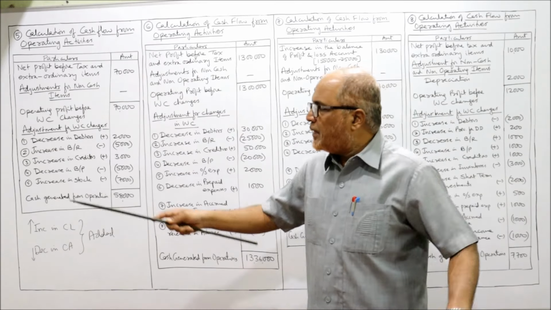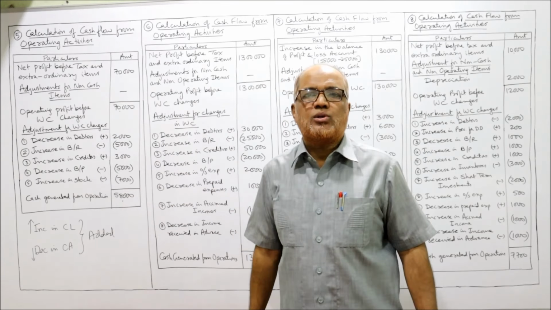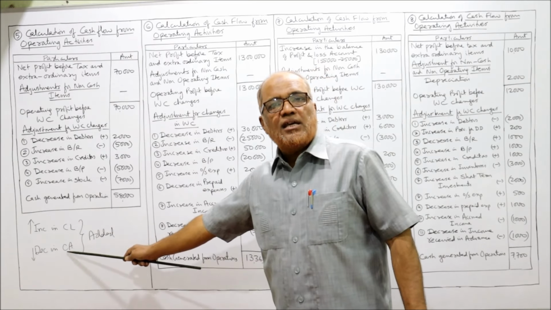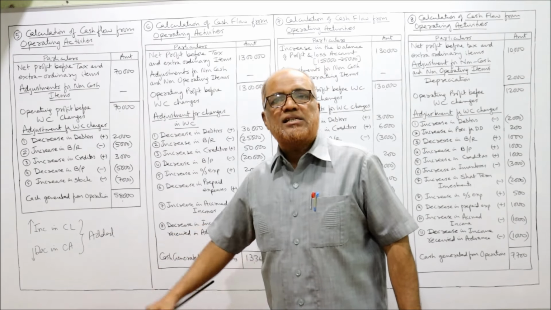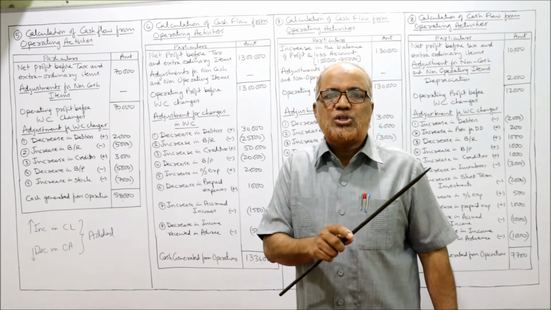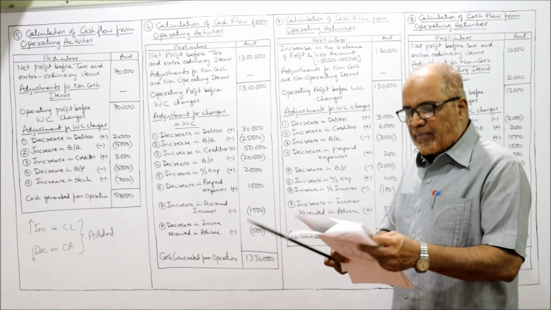Remember, whatever I have explained here in this problem, the same thing we are going to continue in the coming problems also. The rules will not change. The only thing you have to remember: increase in current liability and decrease in current asset should be added. The reverse should be deducted. That's it. Now, next problem I am reading out.